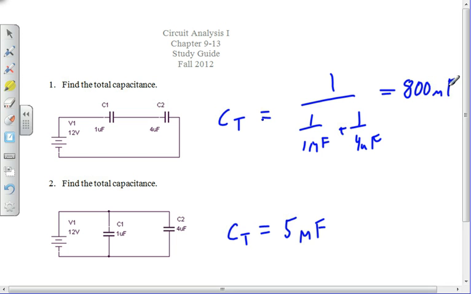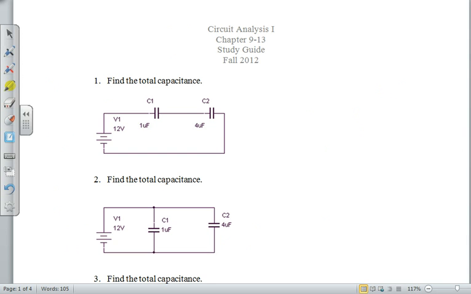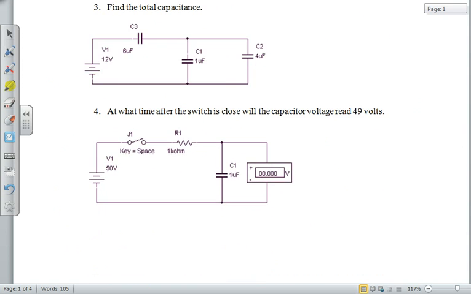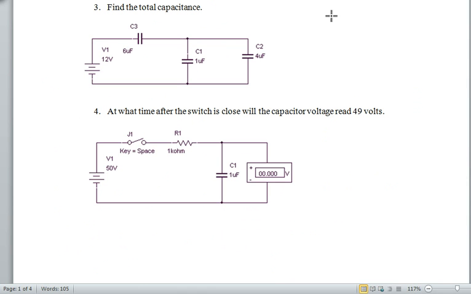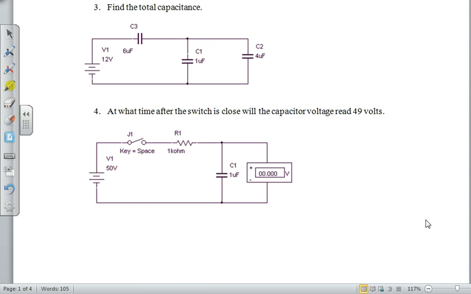What's the difference between the first one and the second one? This is in series, and that's in parallel. Got you. I was just testing you. You're just testing to see if I paid attention? Yep. All right.